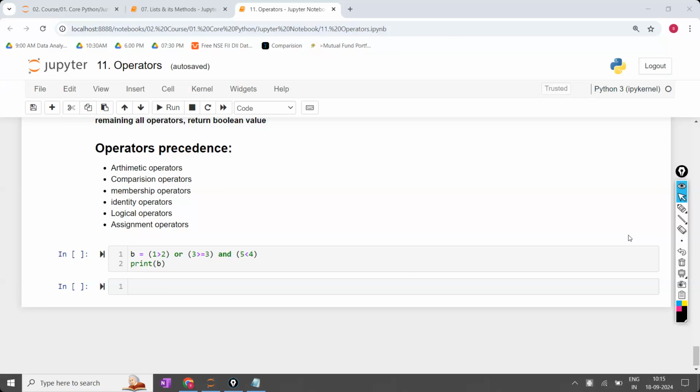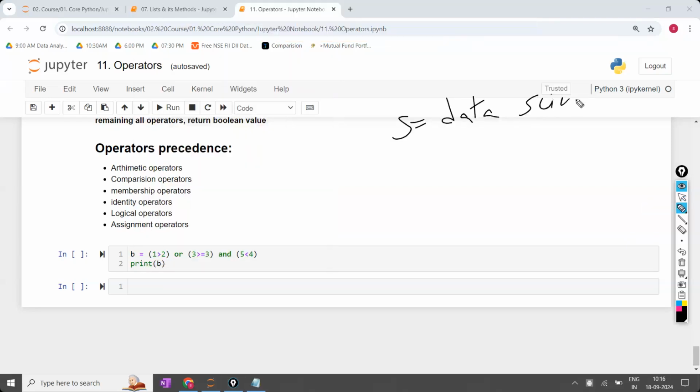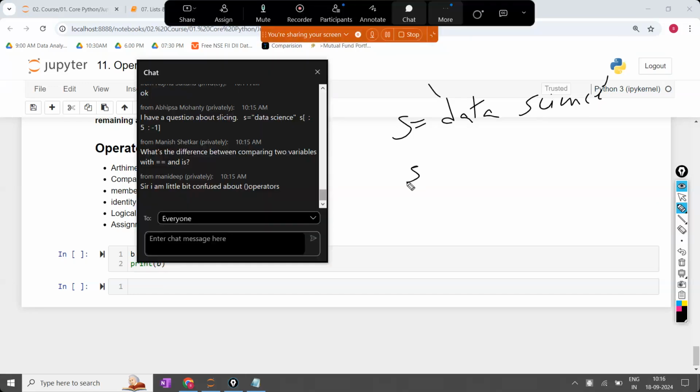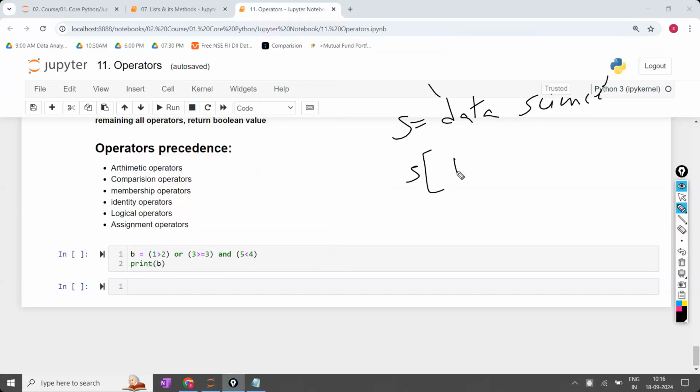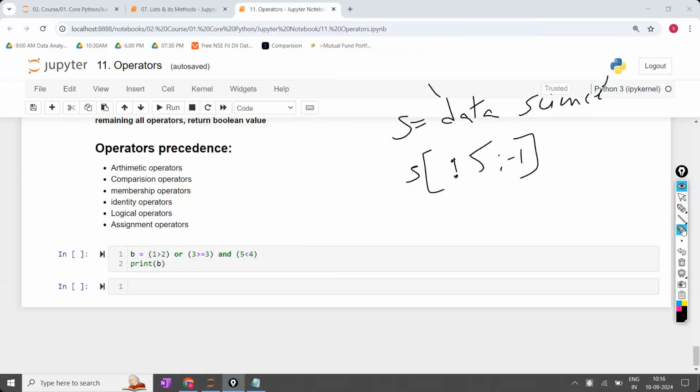Next question is by Abhisa Mohanty. Now S is equal to data science. The question is S of nothing starting to 5 with step minus 1. What is the output? This is the question.